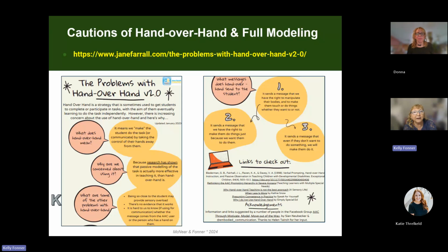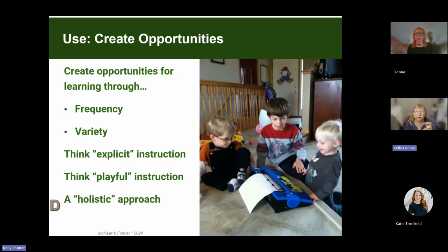So it also gives them that message: if they don't want to do it, we're still going to make them do it. So it's with great caution that we talk about hand over hand. And if this is a situation that you are in, please read some of these additional links about that concern.